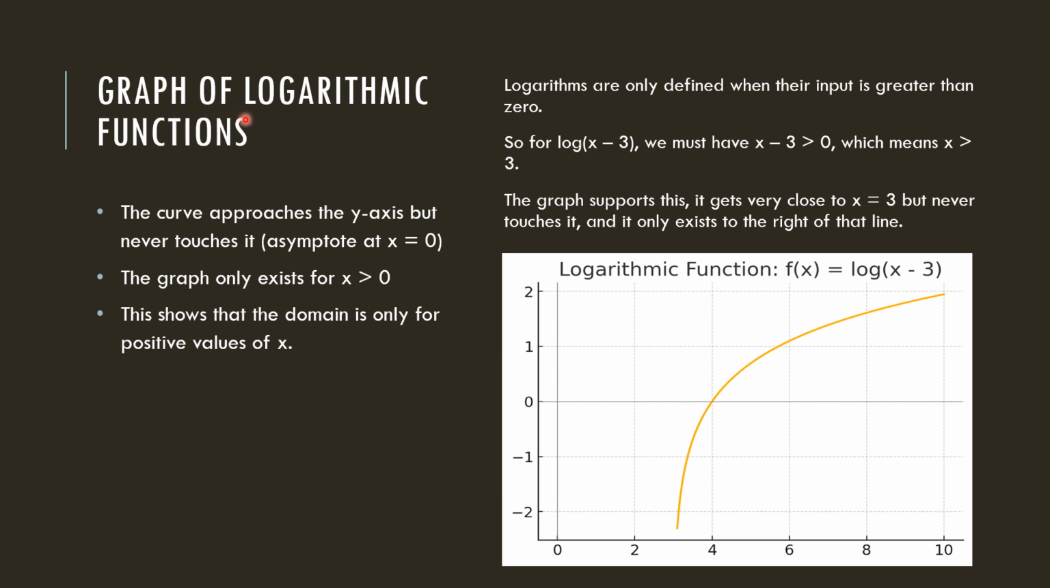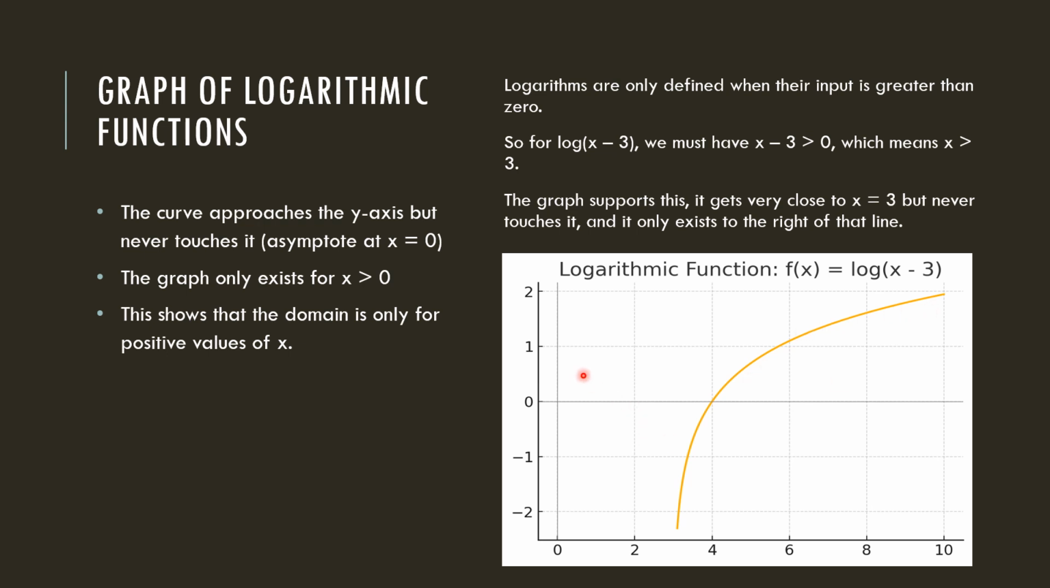That is the graph of the logarithm function. Look at this one too. The graph of f of x equals log of x minus 3. So logarithms are only defined when their input is greater than 0. That is what you have to put in mind. Anytime their input is greater than 0, the logarithm function is defined. So for log of x minus 3, we must have x minus 3 greater than 0, which means x is greater than 3. So because of that, it will start from 3 and move straight to the right side.